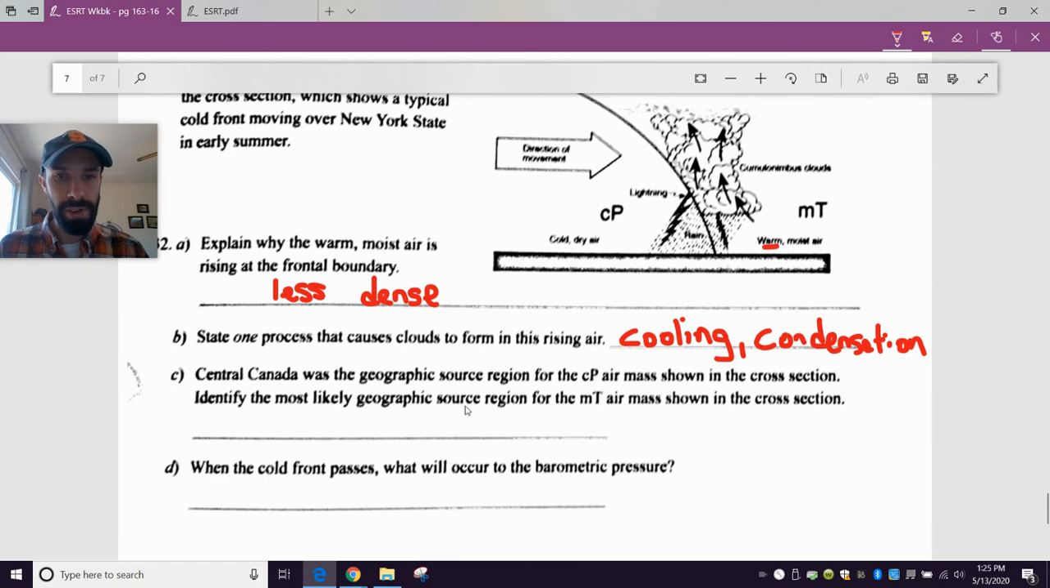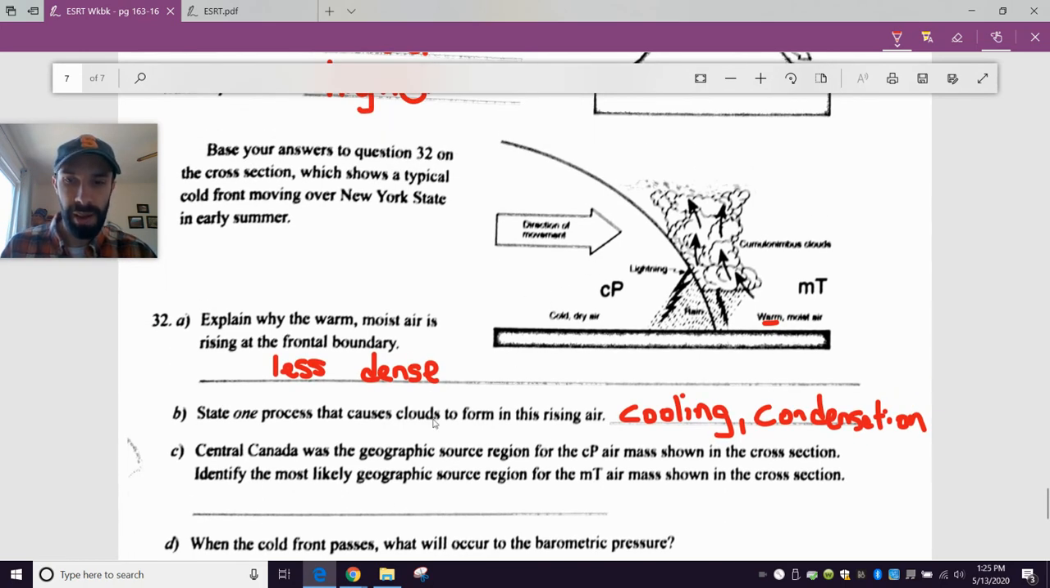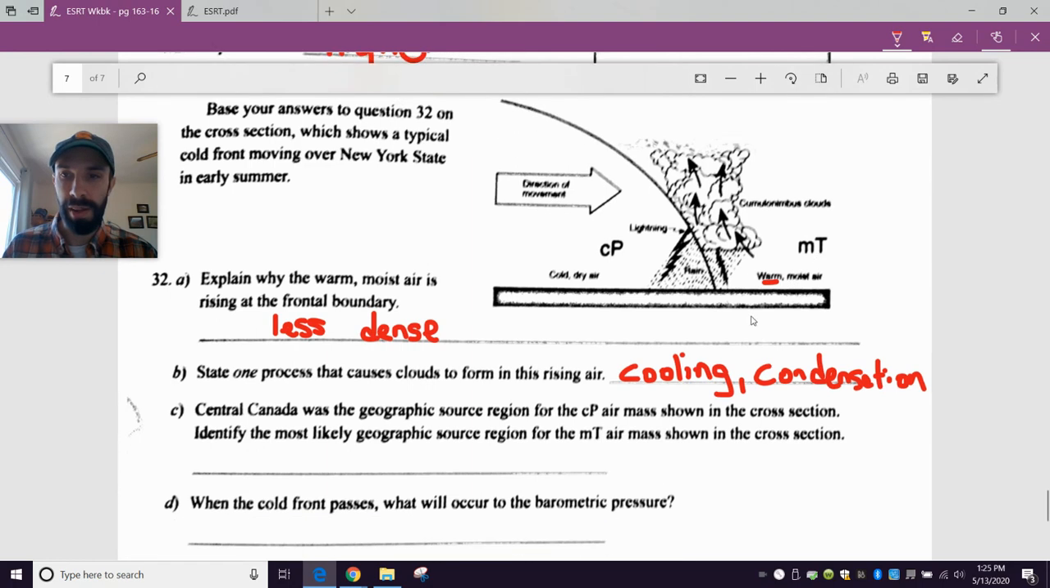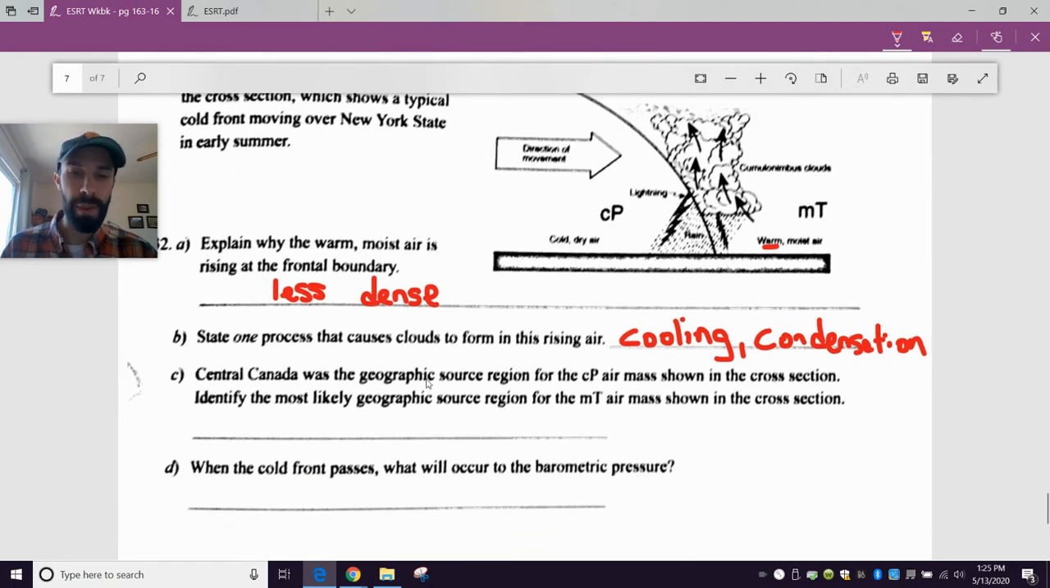32C. Central Canada was a geographic source region for the CP air mass shown in the cross section. So this is from Canada. Identify the most likely geographic source region for the MT air mass. Okay, so MT means maritime tropical. Where could that possibly be from?